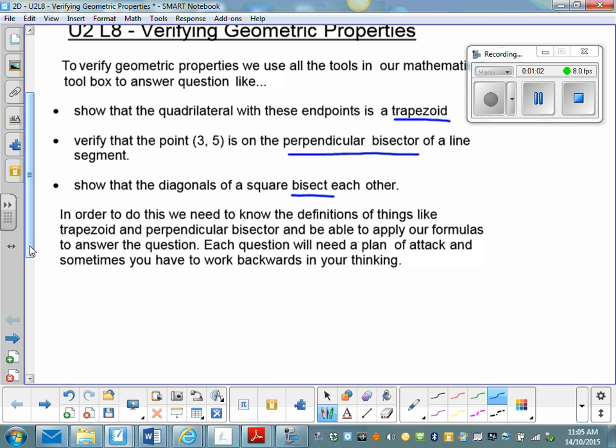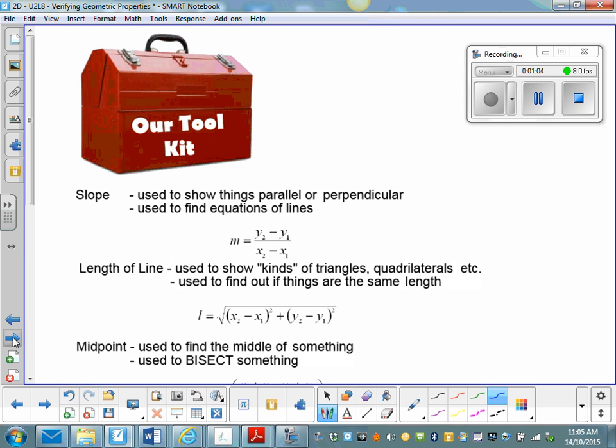So let's take a look at the formulas that we've got. We're going to call this our toolkit, and you'll be able to have this page when we do our test on this unit. And here we've got a list of things that we can use each formula to find. So slope, we can help to show that things are parallel or perpendicular, and we know that we use that to help find the equation of a line.